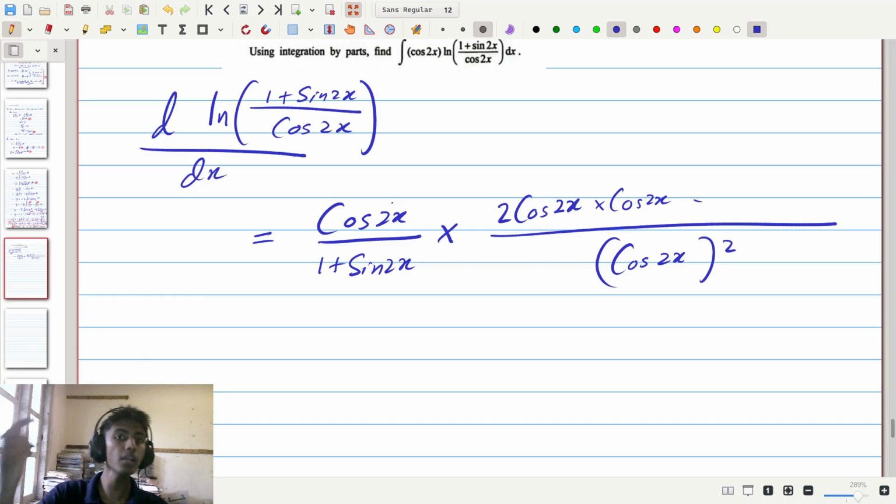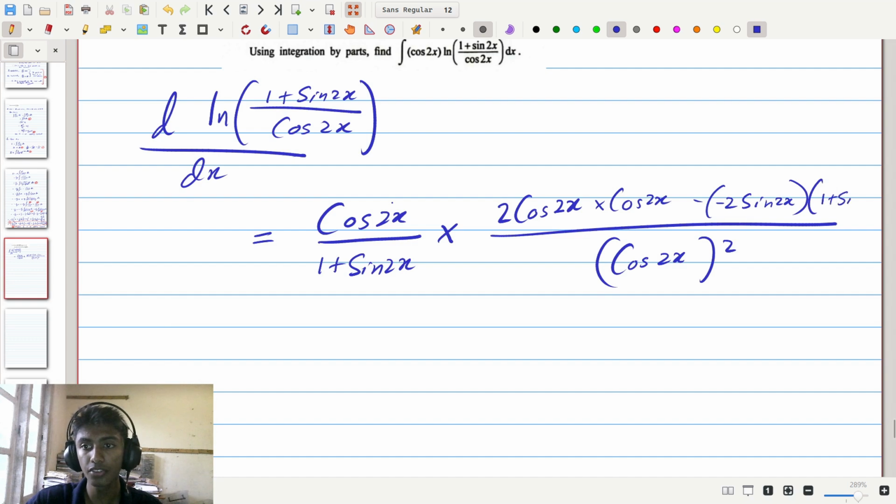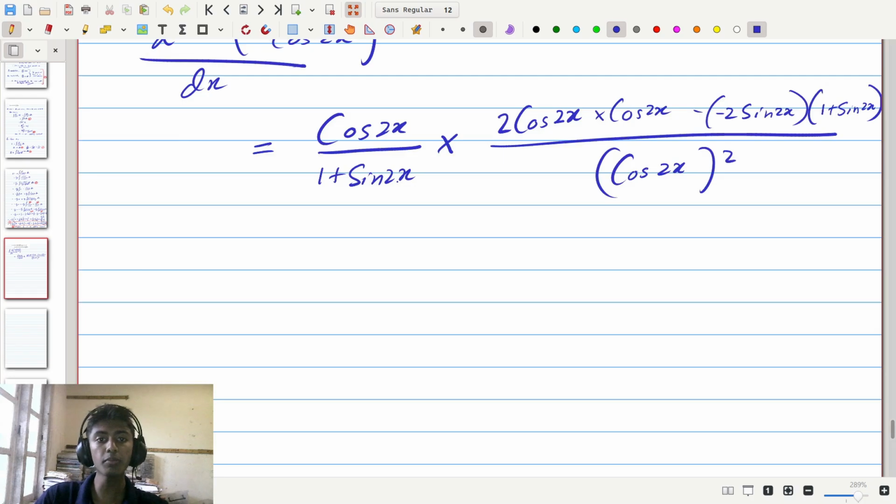and then minus the denominator's derivative times the numerator. The derivative of cosine of 2x is going to be minus 2 times sine of 2x, times the numerator, which is going to be 1 plus sine 2x. Now, if we simplify this down, we can see on the numerator we have cosine of 2x here, divided by 1 plus sine of 2x.